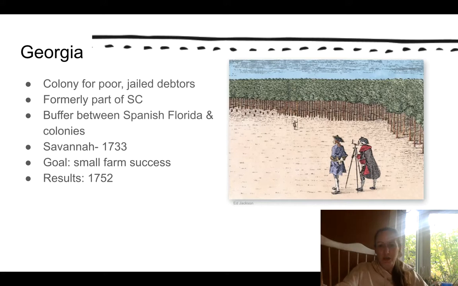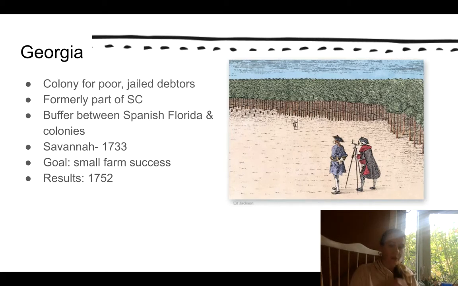So this is an image of surveying land to be used for farms. Now, Savannah was formed in 1733. It was a diverse city by the standards at the time because it had German Lutherans and Scottish Protestant Highlanders, which now would not be considered diverse, but at that time would be.